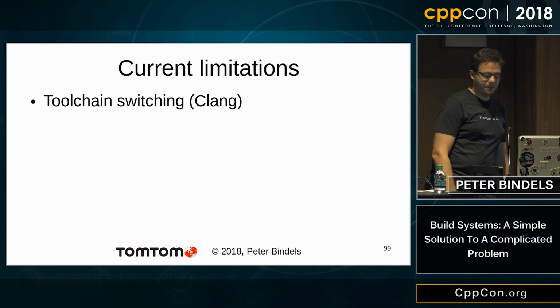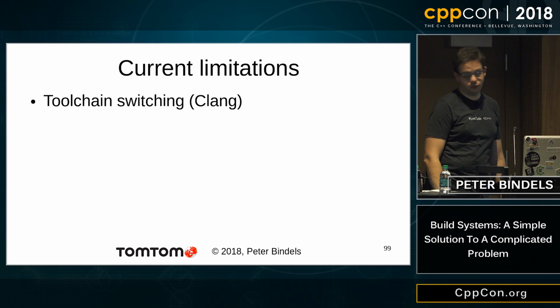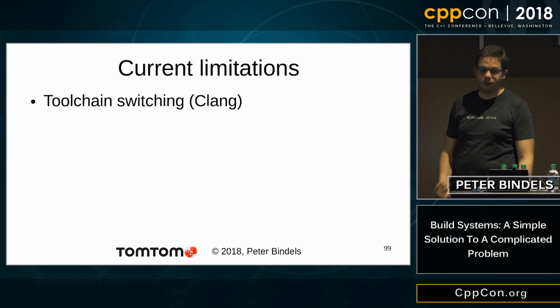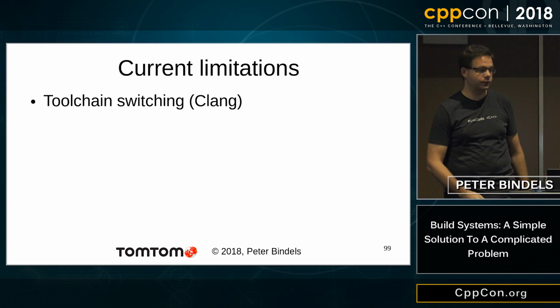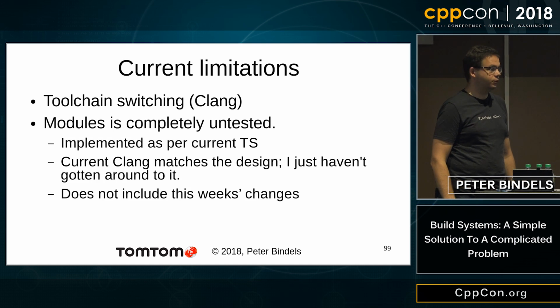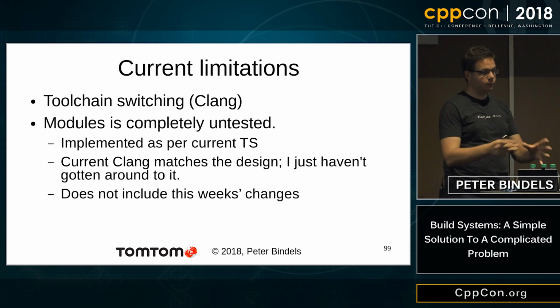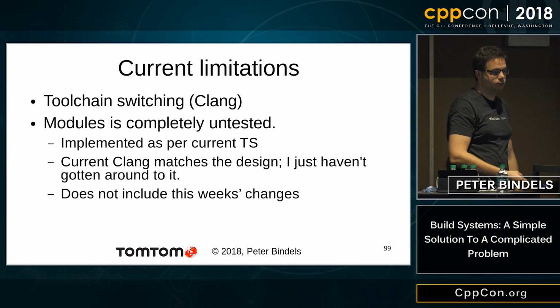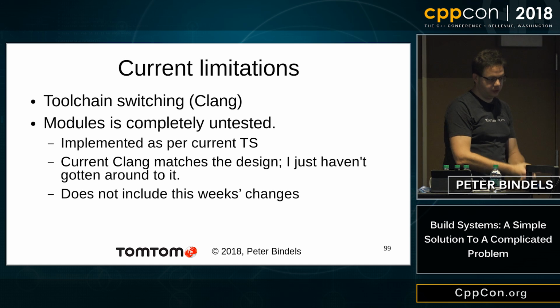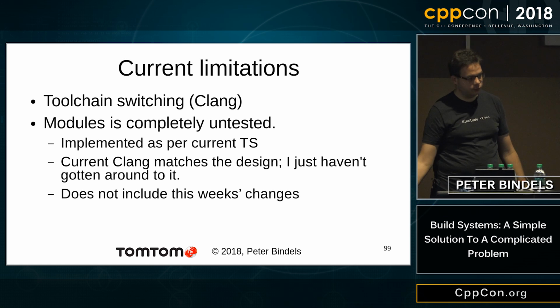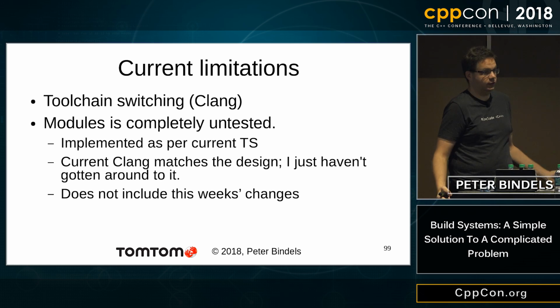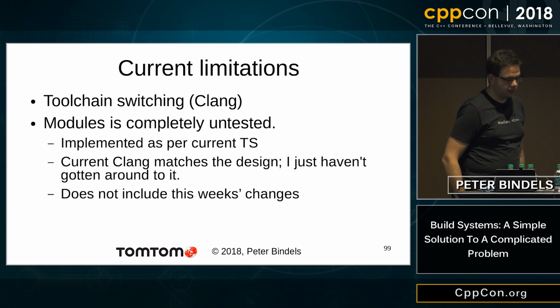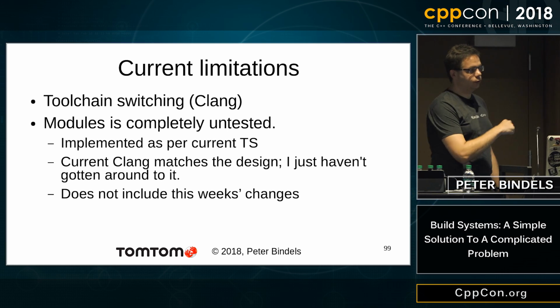There's toolchain switching. It would be nice if I could use Clang, and currently it does GCC. There's a command line argument. It's not quite there yet. It's not implemented far enough. And there's module support, because the entire modules design, reading all your code, maps very nicely to reading all your code. So it's implemented as per the current TS, and the current Clang builds match that design. I haven't gotten around to testing that. I really need to. I need to find somebody who's made an implementation with modules so I can test that. And it doesn't include the changes that somebody made earlier this week.